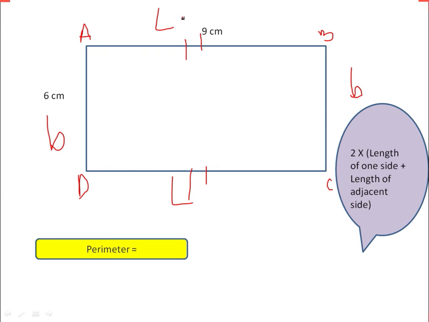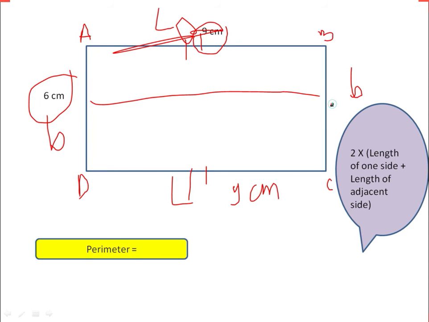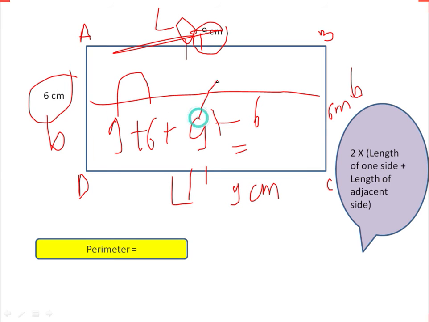So suppose this side is 9 centimeter, automatically this side will become 9 centimeter. If this side is 6 centimeter, then this side will also become 6 centimeter. So now you can find the perimeter of this rectangle: 9 plus 6 plus 9 plus 6. So what will be your answer? 9 plus 6 means 15 and 9 plus 6 means 15. So the total of all sides is 30 centimeter.